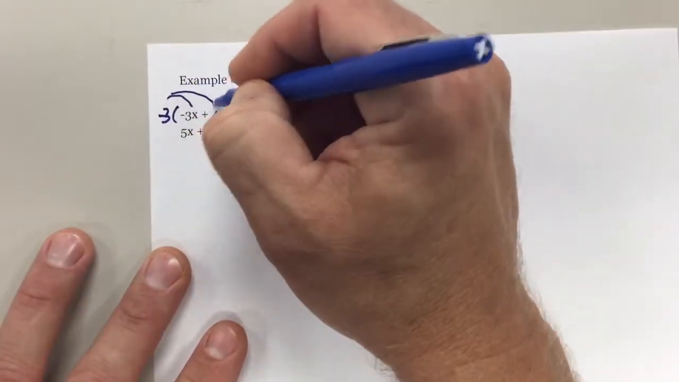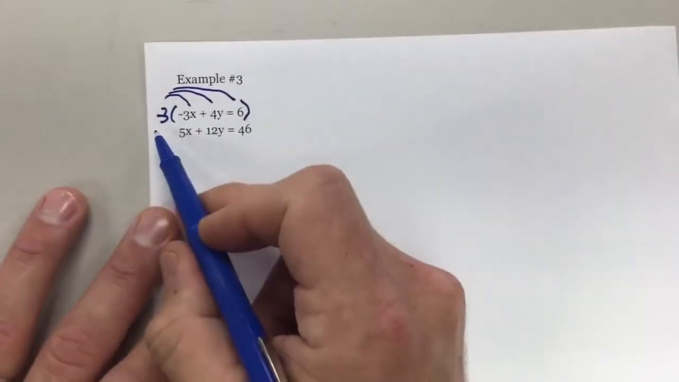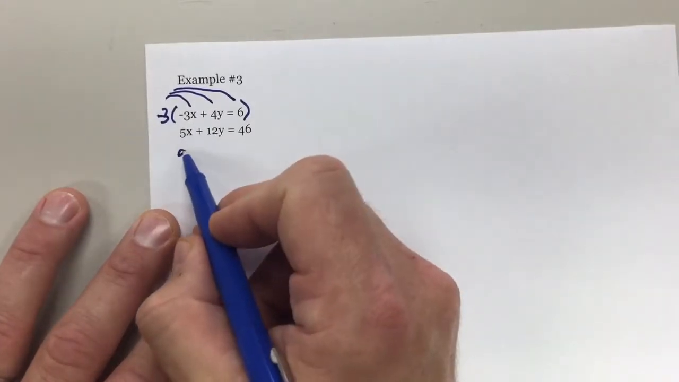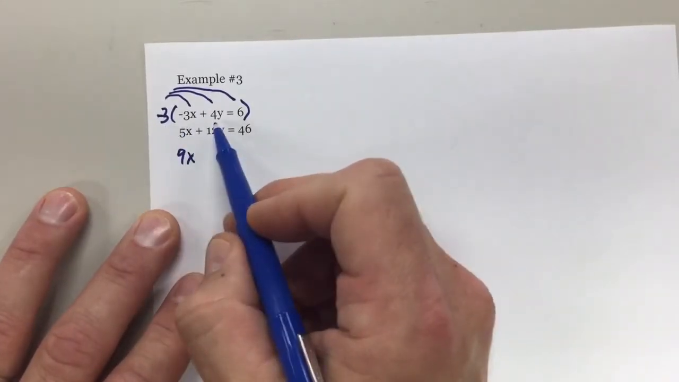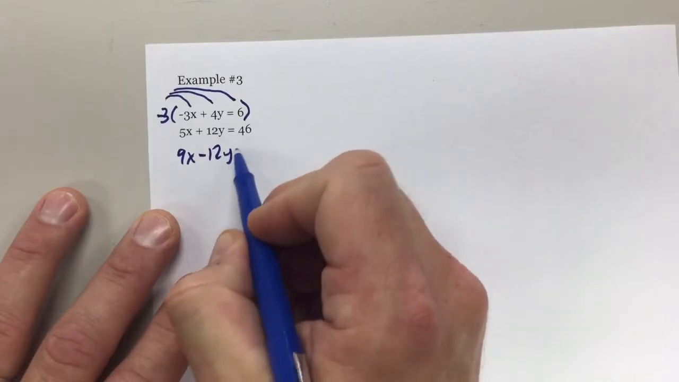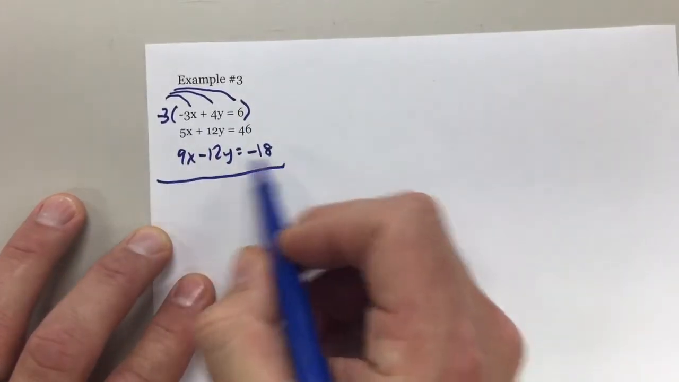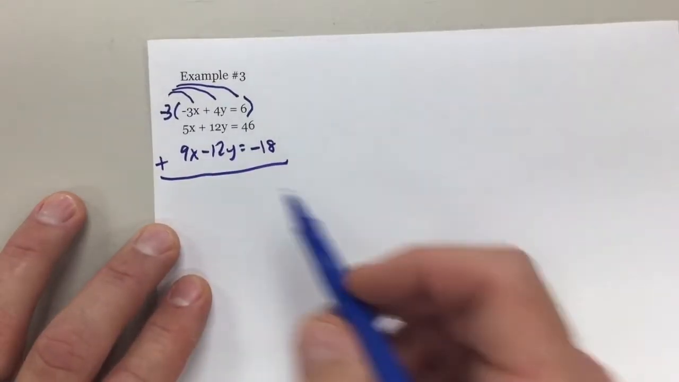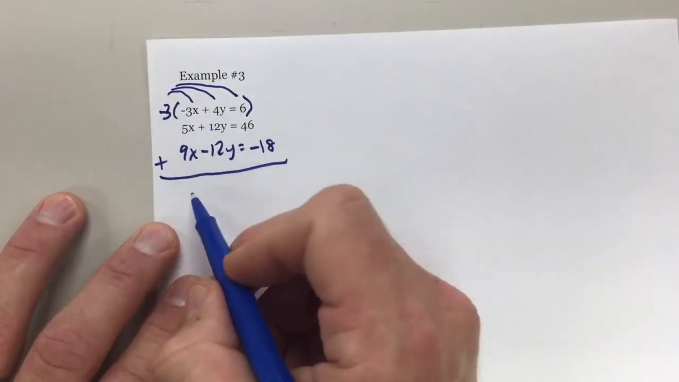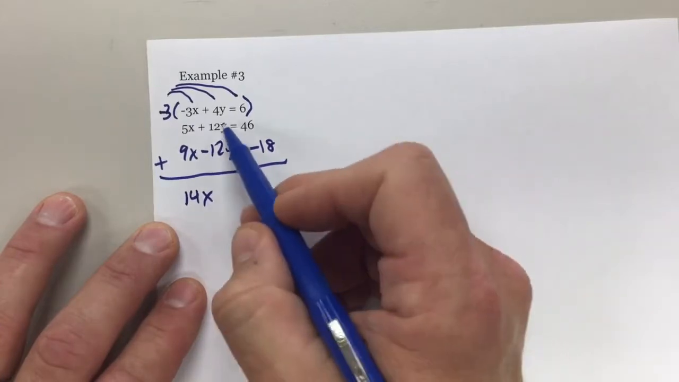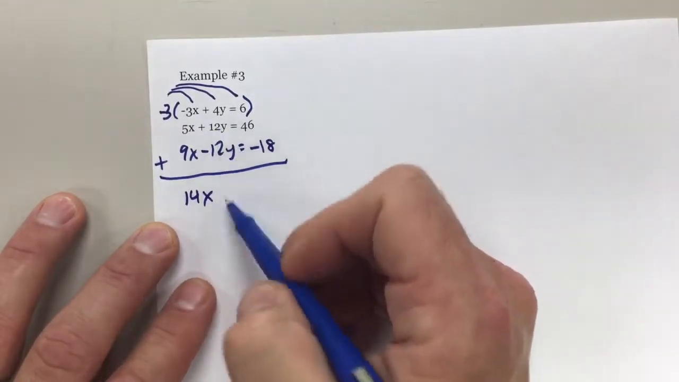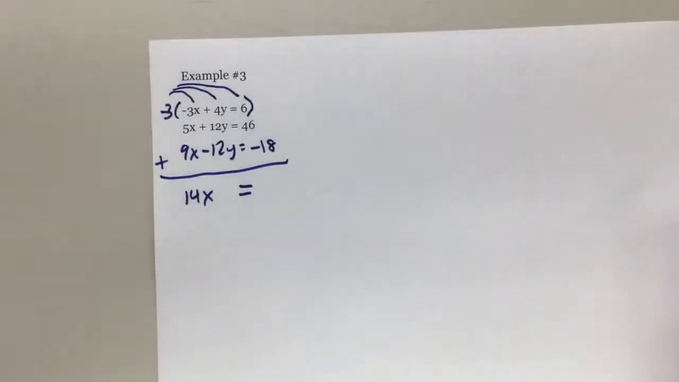So I'm going to multiply everything by negative 3. Negative 3 times negative 3x would be 9x. Negative 3 times 4y would be negative 12y. And negative 3 times 6 would be negative 18. Now I can add the two equations together. 5x and 9x is 14x. These two cancel out. I made that happen. And negative 18 plus 46 is 28.